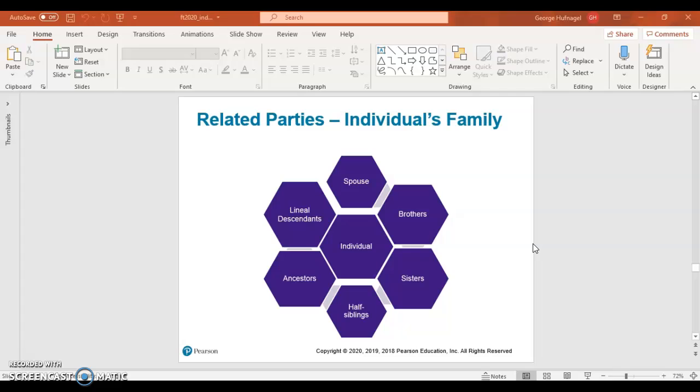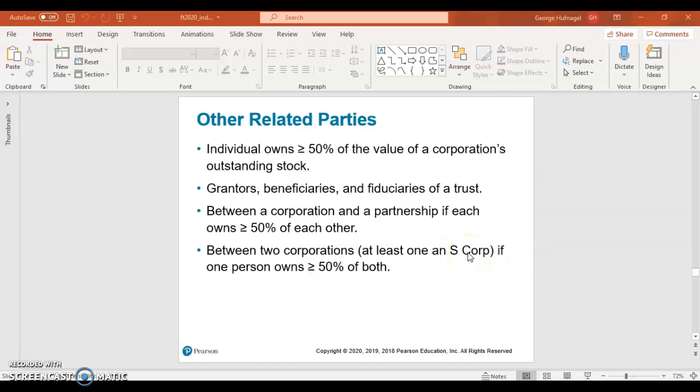Related parties, an individual's family. So you have spouse, lineal descendants, brothers, ancestors, half-siblings, and sisters. Other related parties: individuals owning greater than or equal to 50% of the value of a corporation's outstanding stock; grantors, beneficiaries, and fiduciaries of a trust; between a corporation and a partnership, if each owns greater than or equal to 50% of each other; or between 2 corporations, at least one is an S Corp, if one person owns greater than or equal to 50% of both.